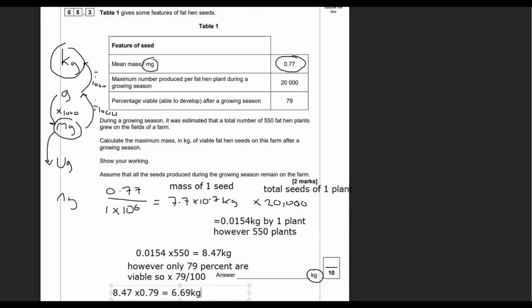So I'm going to make that to 3 sig fig, 6.69. And there we go. You're going to get both the marks.